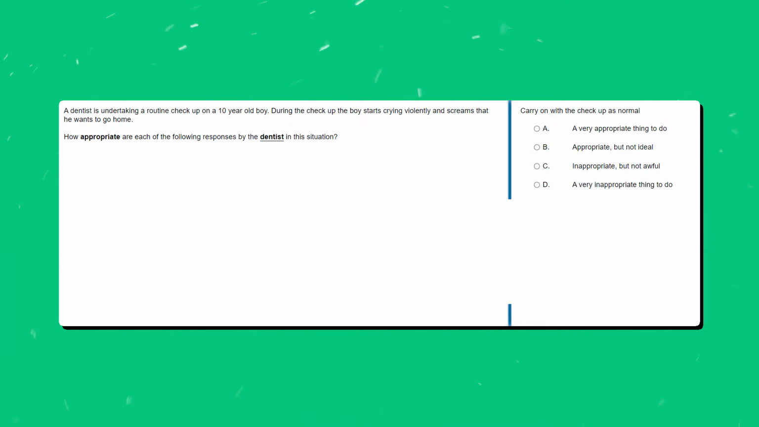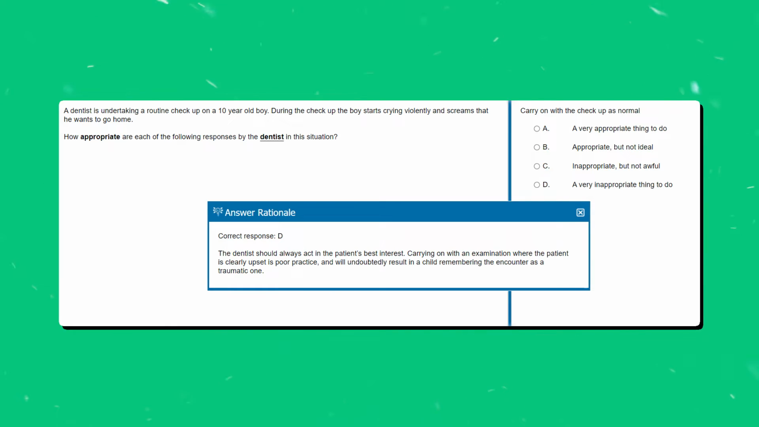Is it A, a very appropriate thing to do, B, appropriate but not ideal, C, inappropriate but not awful, or D, a very inappropriate thing to do? Again, take a minute to try and work this out on your own before carrying on. The correct response here is D. Carrying on as normal would be a very inappropriate thing to do.